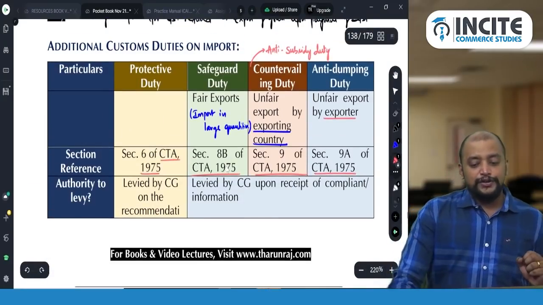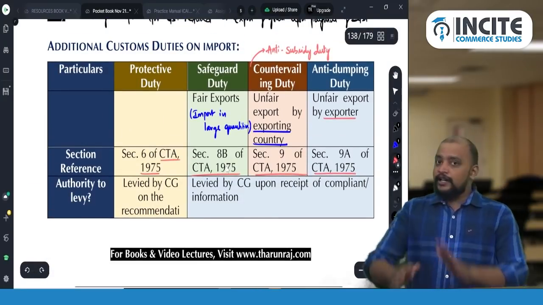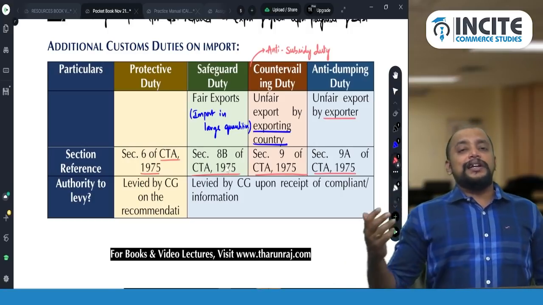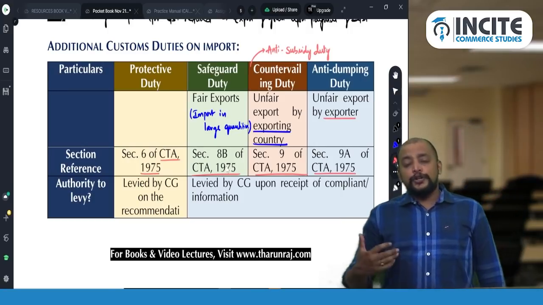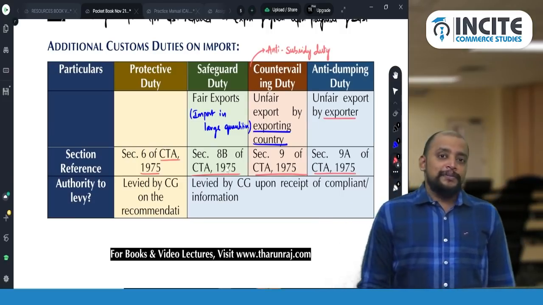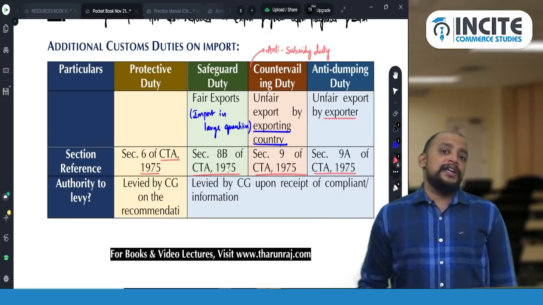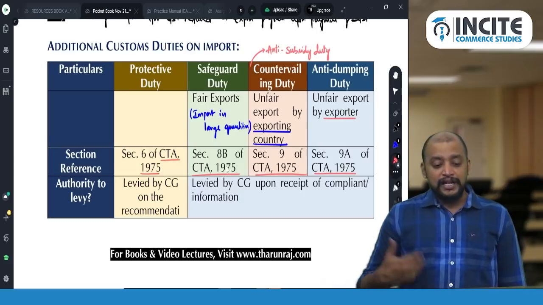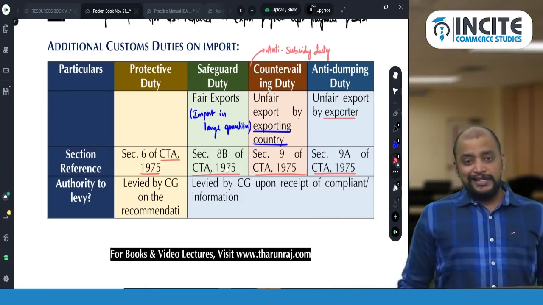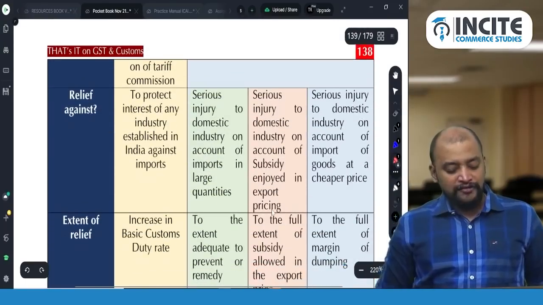What about safeguard duty, countervailing duty, and anti-dumping duty? The central government suo motu will not levy these. First, the domestic industry which is getting affected should make an application. When they make an application, the government, after conducting the inquiry and investigation, will levy the safeguard duty, countervailing duty and anti-dumping duty. So it is levied by the central government upon receipt of a complaint or information.